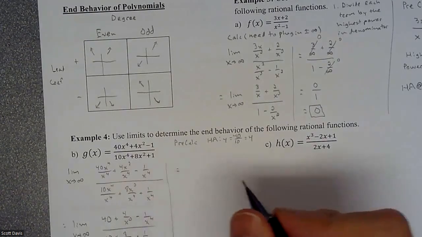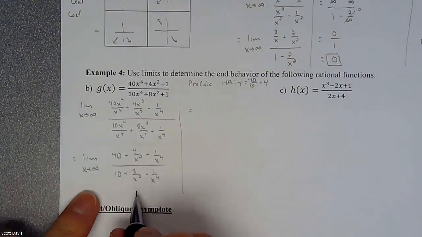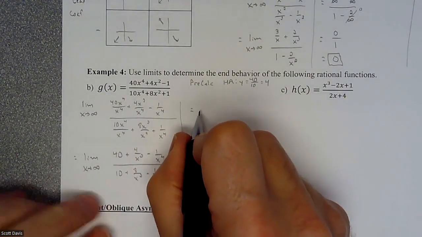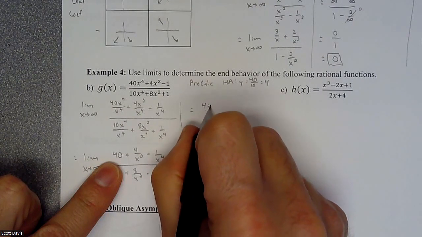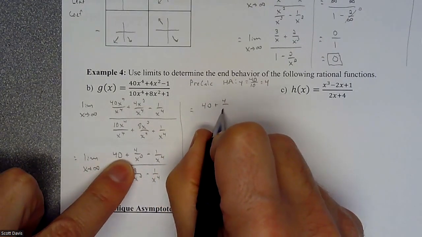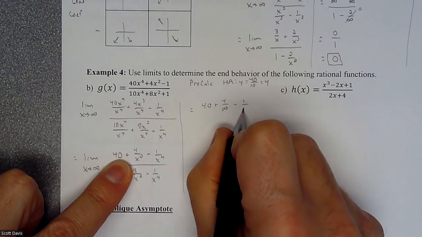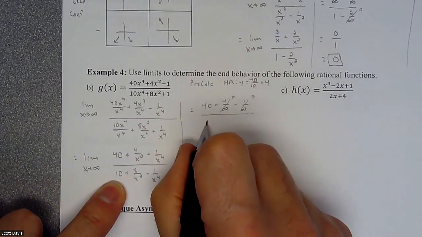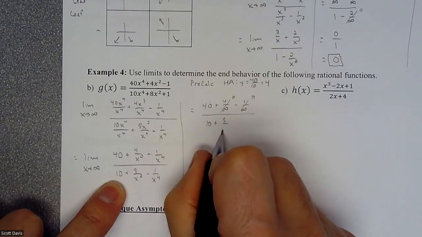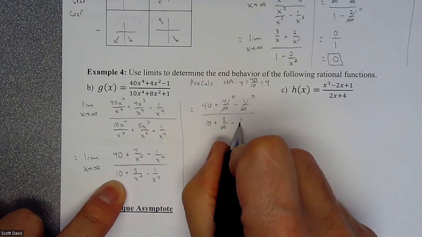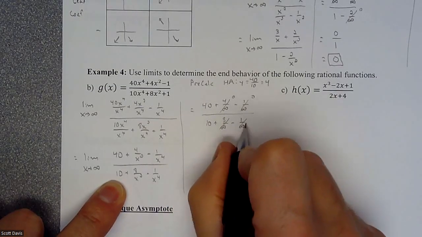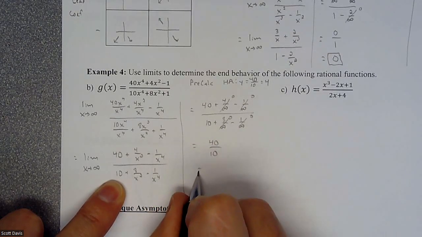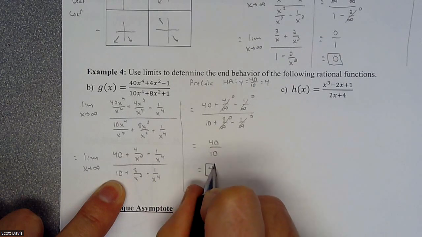So if we plug in, now I can drop my limit. Sorry, paper was too low. Now we're plugging in our value, so we're getting 40 plus 4 over infinity minus 1 over infinity. So those are going to zeros, divided by 10 plus 8 over infinity minus 1 over infinity. Those are going to zeros. So we are left with 40 over 10, which is 4.